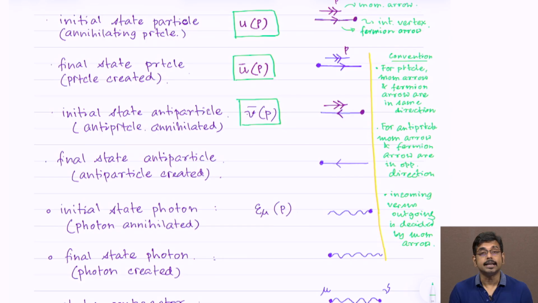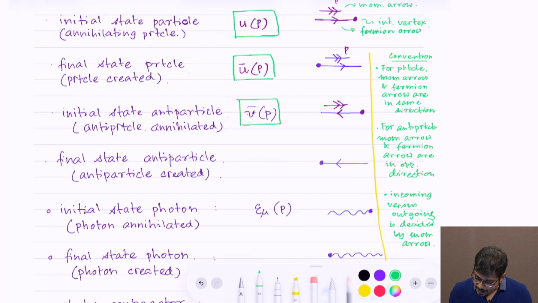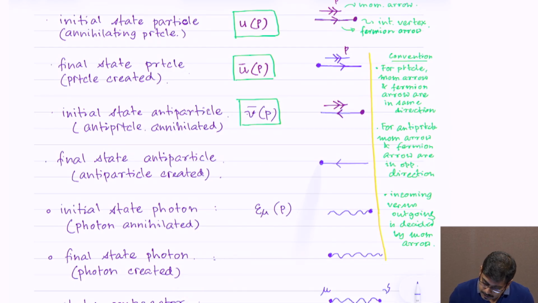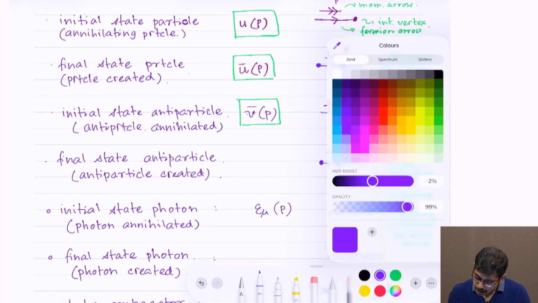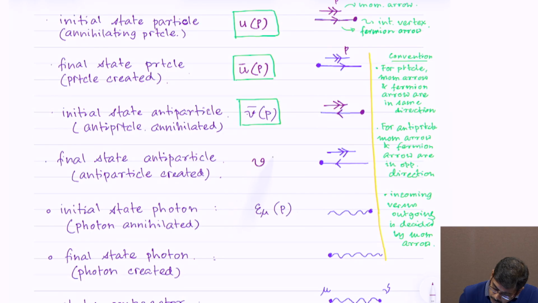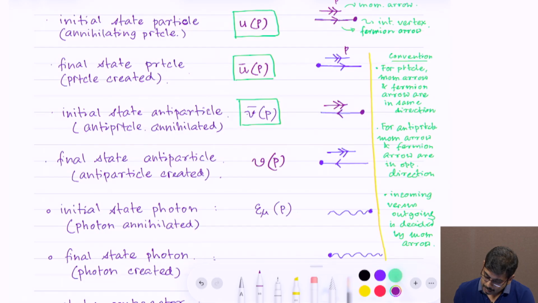Now, let us talk about the final state antiparticle. The final state antiparticle means an antiparticle which is created out of this vertex. Once again you have the vertex, and the momentum will be flowing out of the vertex because you have created this antiparticle, and once again the fermion flow should be pointing towards the vertex. That means it has to be opposite, so that we can distinguish between the fermion and antifermion. And once again, what will be the mathematical notation by which we can denote this? It will be simply v of p. So, this is the creation of an antiparticle, or final state antiparticle.